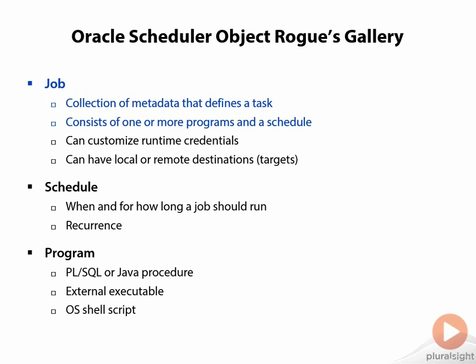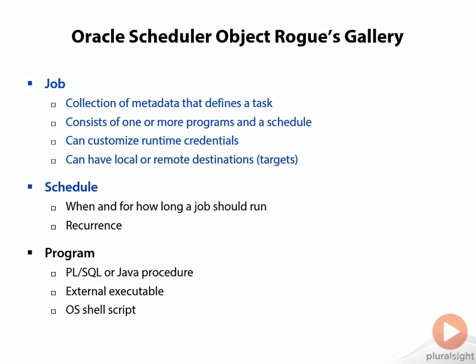So the job consists potentially of a recurrent schedule. It consists of one or more tasks, specific things, and these could be PL/SQL blocks or OS shell scripts, like I said earlier. And you can also attach additional metadata to the job, for instance, runtime credentials. On a local Oracle server, by default, the job is going to run in the security context of the owner, the schema object, the user, the Oracle user who created the job. You also can do local or remote destinations. The destination is formally defined as the target system on which the job will run.